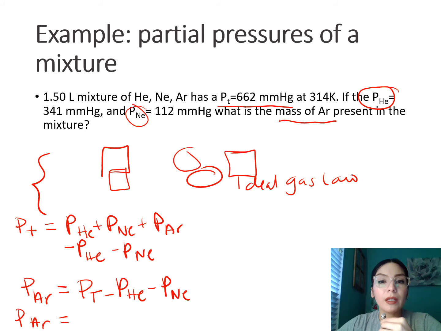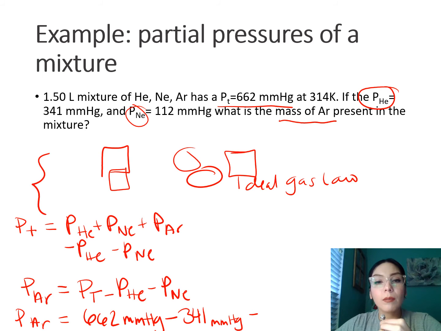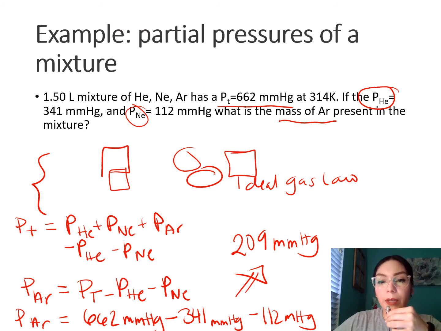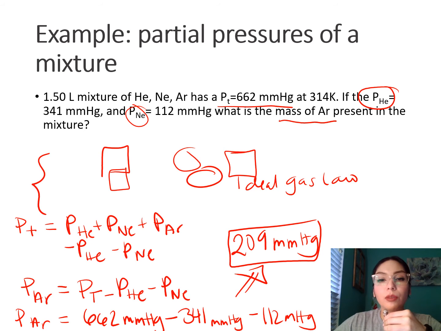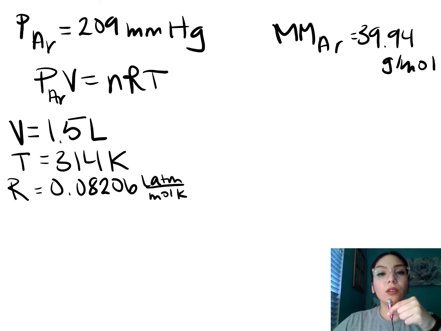So let's go ahead and plug that in. So we end up getting 662 minus, and then helium, which is 341, minus 112. And then we get from this 209 millimeters mercury. So we found the partial pressure of argon. Next, we need to use this partial pressure to solve for moles of argon.